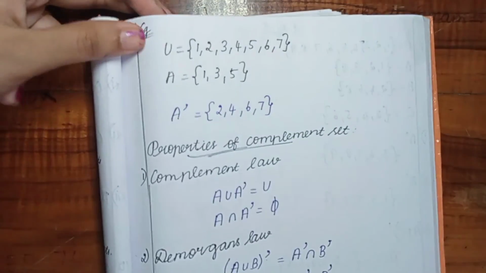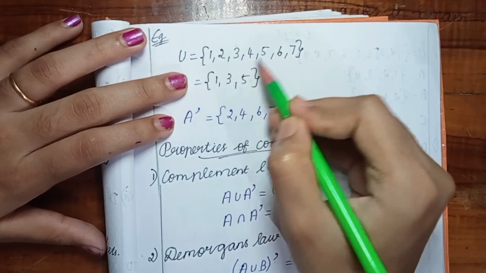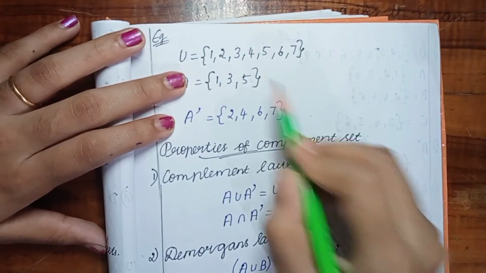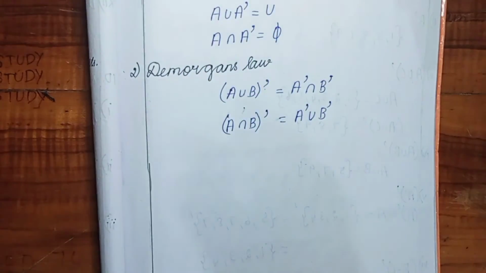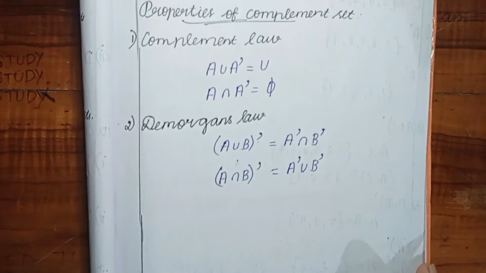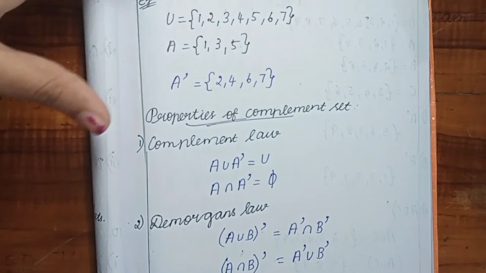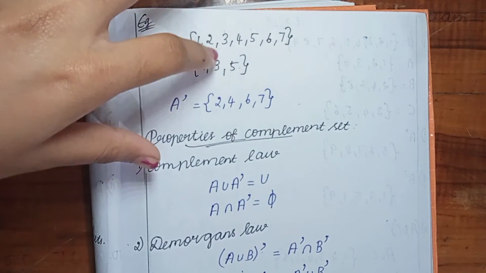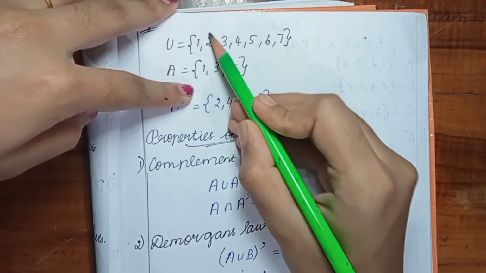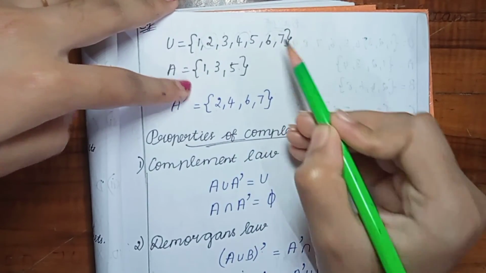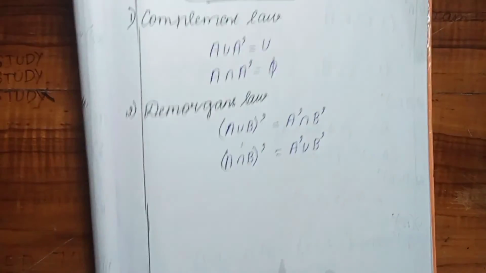For example, if you take the universal set this and A is this, like 1, 3, 5, you should not write 1, 3, 5. You should not include them. Other elements you should write: 2, 4, 6, 7, right? And these are the properties of complement of sets. Okay. Example, I think I captured this, right? 1, 3, 5 you will not include, and you will write only the elements which are not there in A. Okay. And these are the properties of complement of sets.